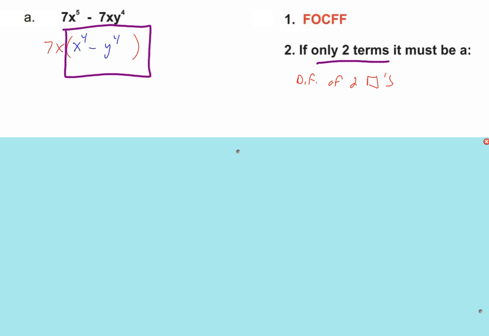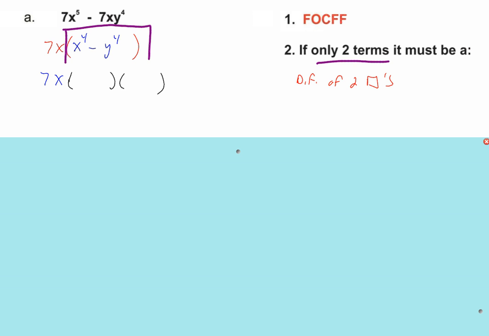Do we factor differences of two squares by trial and error? Yes or no? No. We factor them by the pattern I taught you yesterday. So this is going to be factored by the pattern. All right, so remember, don't forget what's out in front. Now let's factor the difference of two squares. First thing, two parentheses.